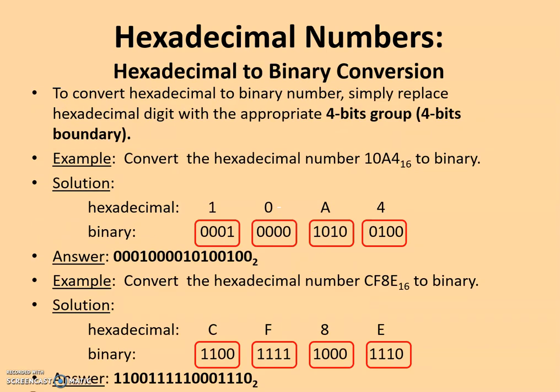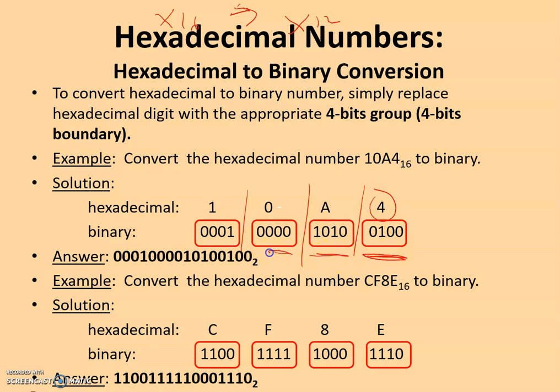Now we go to the next one, the hexadecimal number to binary numbers. You convert the hexadecimal to a binary number. Simply replace each hexadecimal digit with the appropriate 4-bit group. For better understanding, we go directly to the example. Convert the hexadecimal number 10A416 to binary. So you just divide this by digits, and then you simply replace each with a 4-bit group. For example, 4. What is the equivalent number in binary in a 4-bit group? The same goes for A.